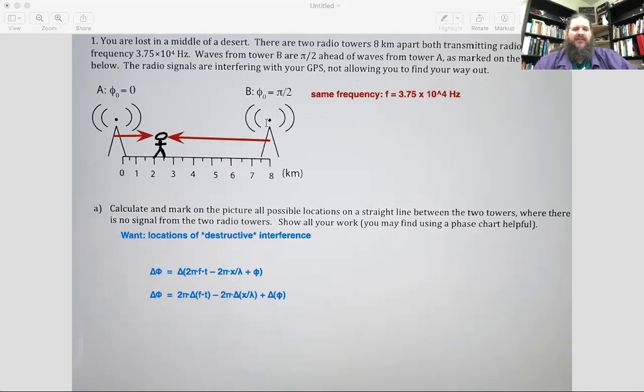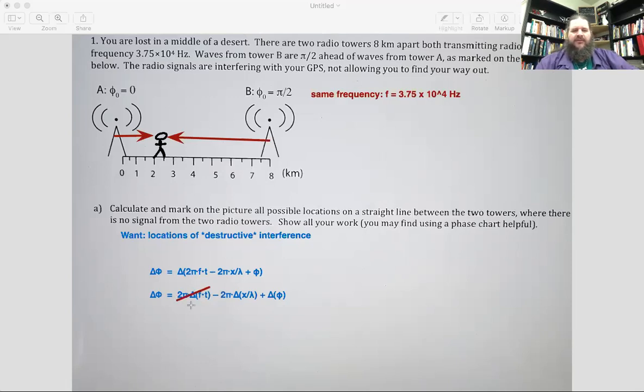We can certainly say wave B has a head start in the sense that it creates a crest before wave A does, but we're going to take that into account as a phase shift difference in little phi rather than difference in time. The important thing is they both reach your location at the same time, so T is the same for both. What does that tell you about delta F times T? That the change is 0. Right, there's no difference. Delta F times T is 0.